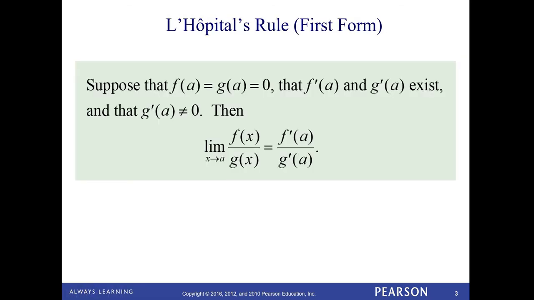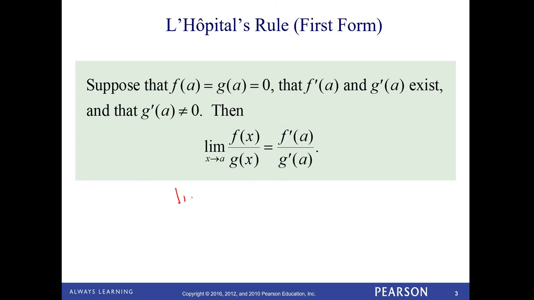So what do we do? L'Hopital's rule says that suppose that f of a and g of a equals 0, and that f prime of a and g prime of a exist, and that g prime of a at least does not equal 0, then finding the limit as x approaches a of f of x over g of x is f prime of a over g prime of a.